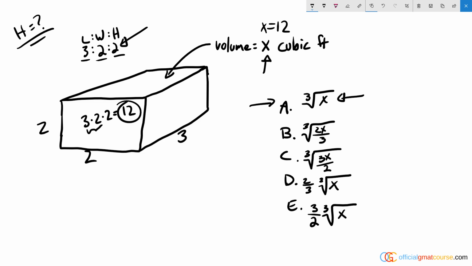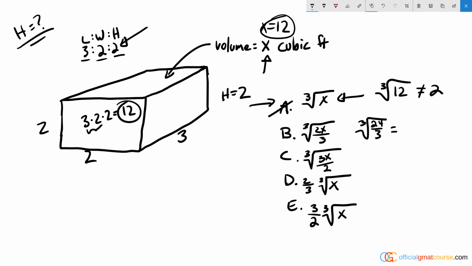Now, which of the following will give me h equals 2? Which of the following will give me 2 out when I plug a 12 in for x? Well, the cube root of 12 is not equal to 2, because I know that 2 cubed is equal to 8. So this is definitely out. In B, the cube root of 2 times 12, which is 24, divided by 3, becomes the cube root of 8, which is equal to 2.